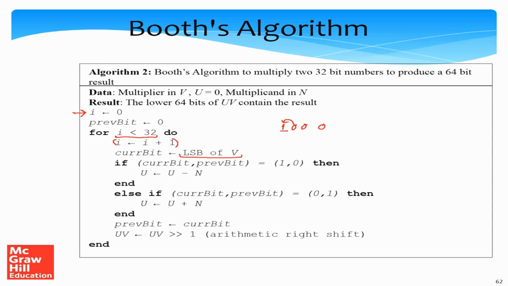Similarly, if a run of ones is just ending, so we have a run of ones over here and this is just ending, then what we do? From 1 we are moving to 0, current bit is 0, previous bit is 1. So as discussed before, we add the multiplicand to u. So in the first case, we will subtract when a run of 1 is beginning, and in the second case, we'll add. Then we need to set the previous bit to the current bit, and then perform a right shift as was done before and keep going on.